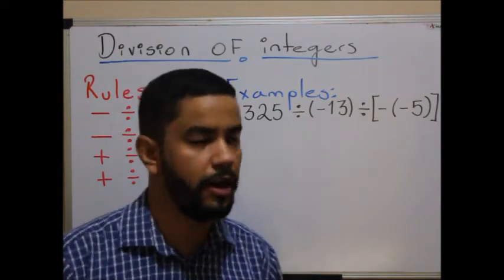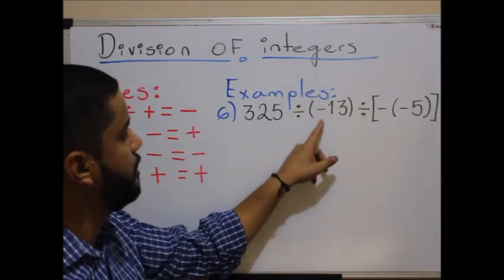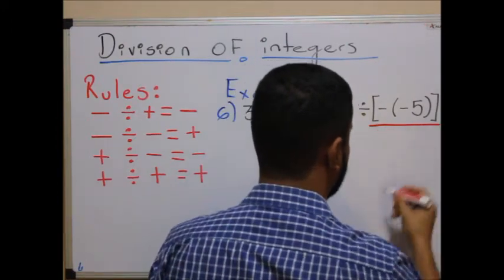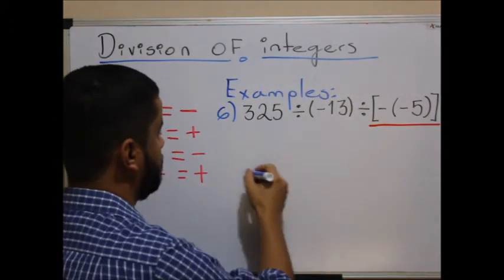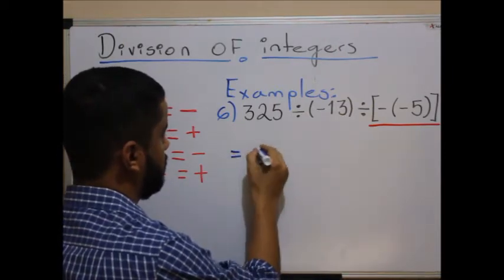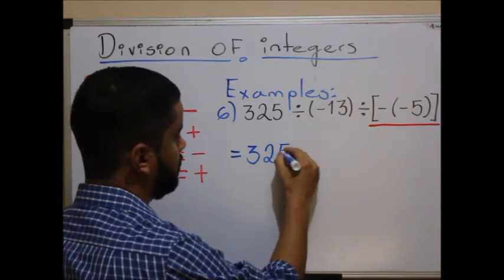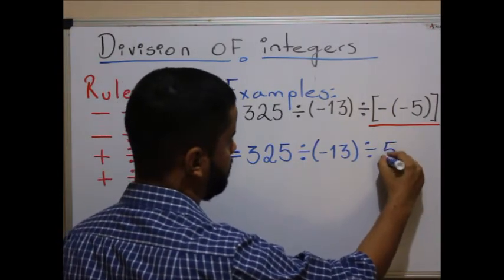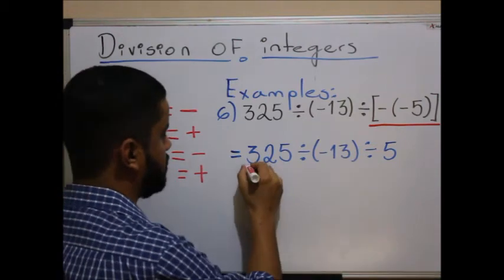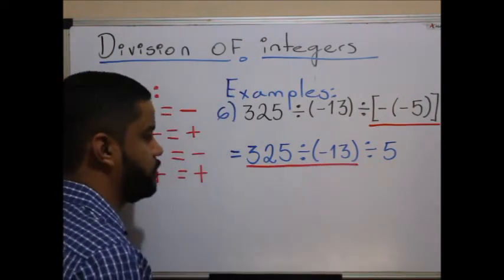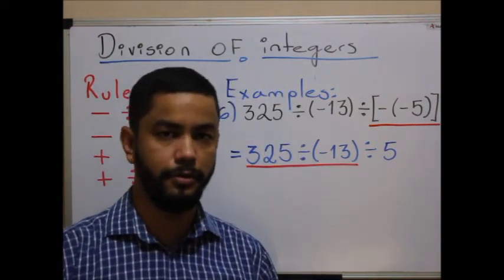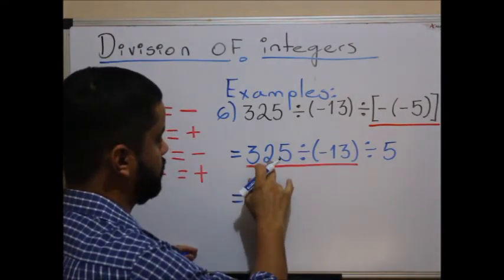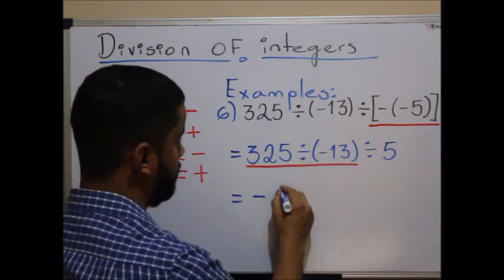For example 6, we're having here 325 divided by negative 13 divided by negative 5. So we're going to start changing that double sign there, and we're going to have 325 divided by negative 13 divided by positive 5. Now we're going to focus our attention in the first division that we have there. We're having 325 divided by negative 13, so both numbers have different signs. That means that our solution will be a negative number. Now 325 divided by 13 will be equal to 25.